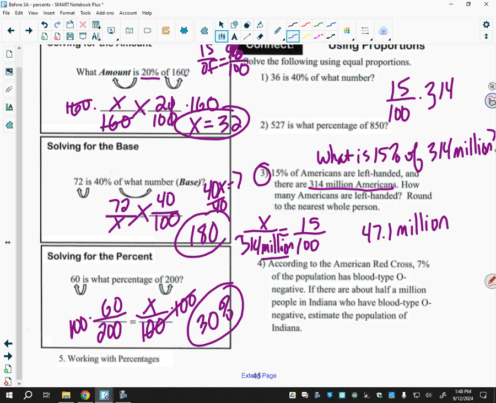Well, now I'm tricking you. When I say 47.1 million, am I saying 0.1 of a person? No, that's 100,000. Round to the nearest 100,000. Right? Those mean the same thing. 47.1 million is the same as 47,100,000, which means we have already rounded to the nearest whole person.